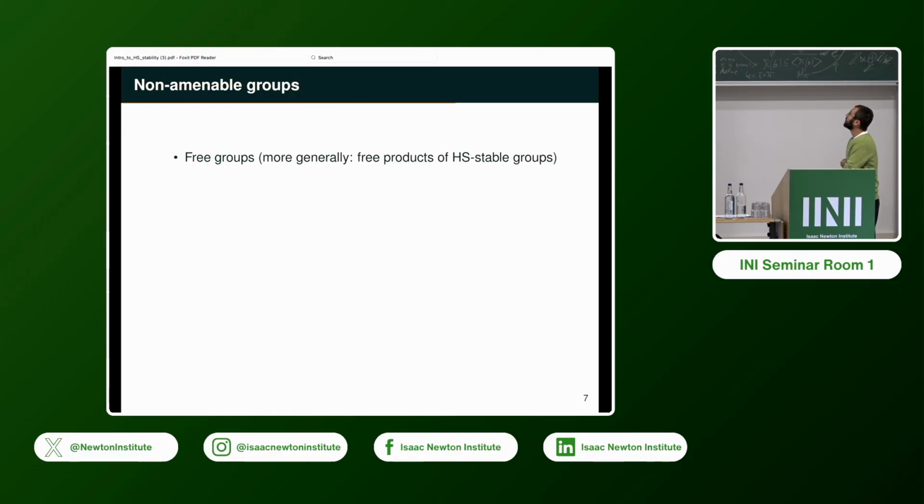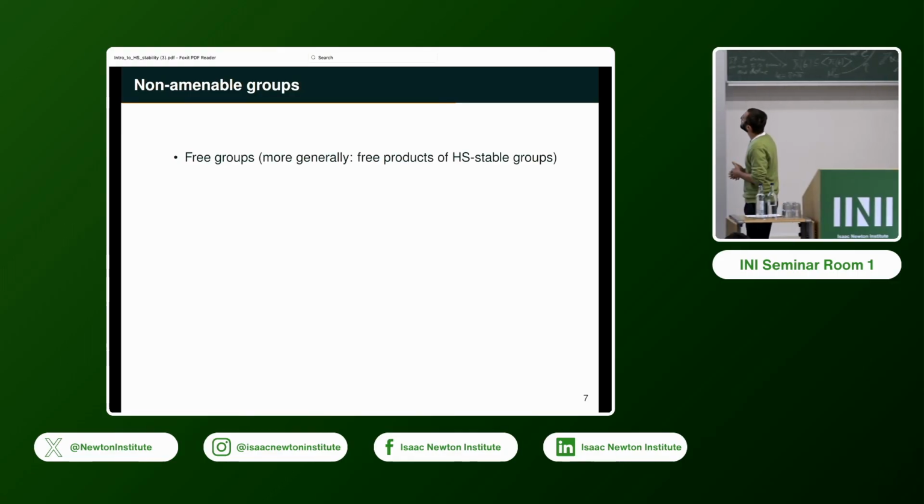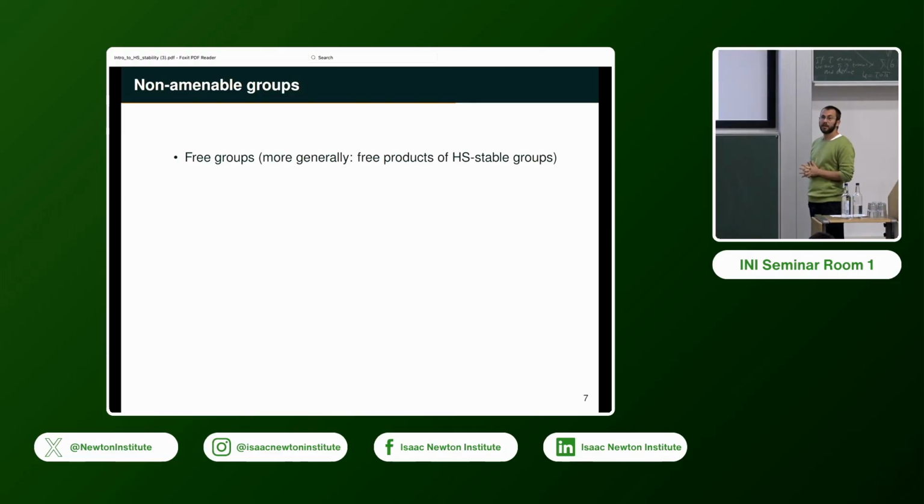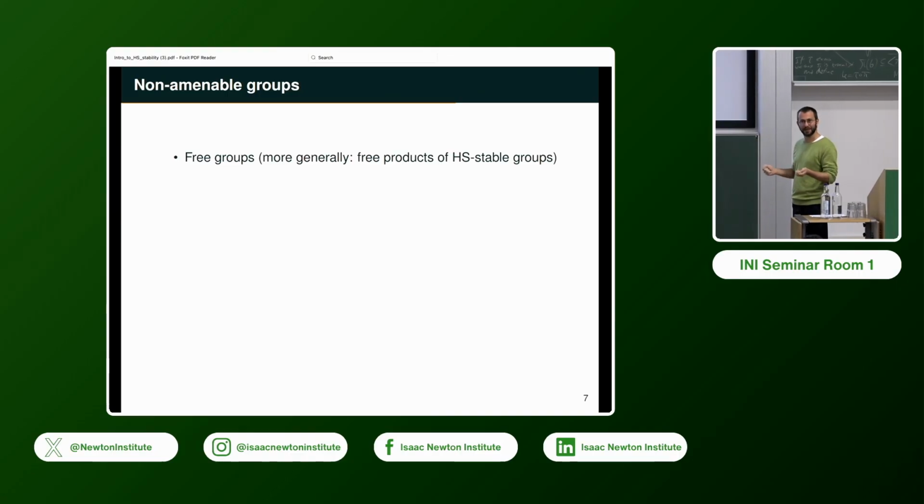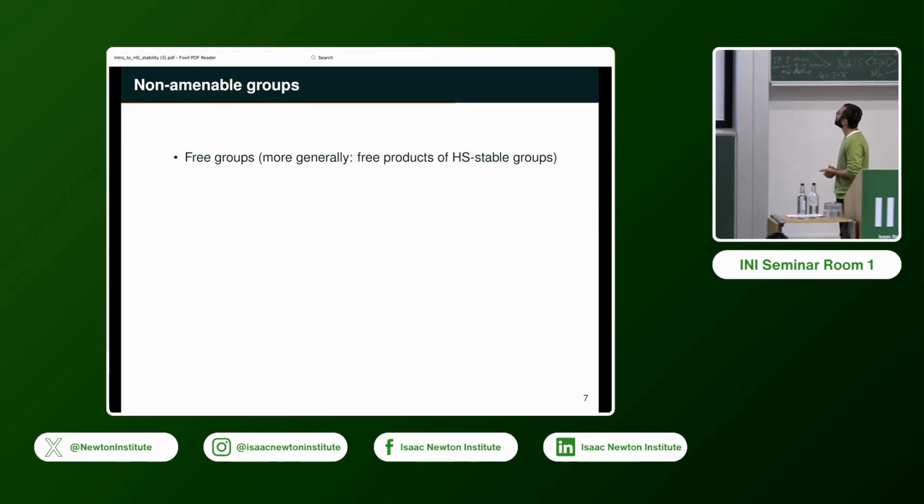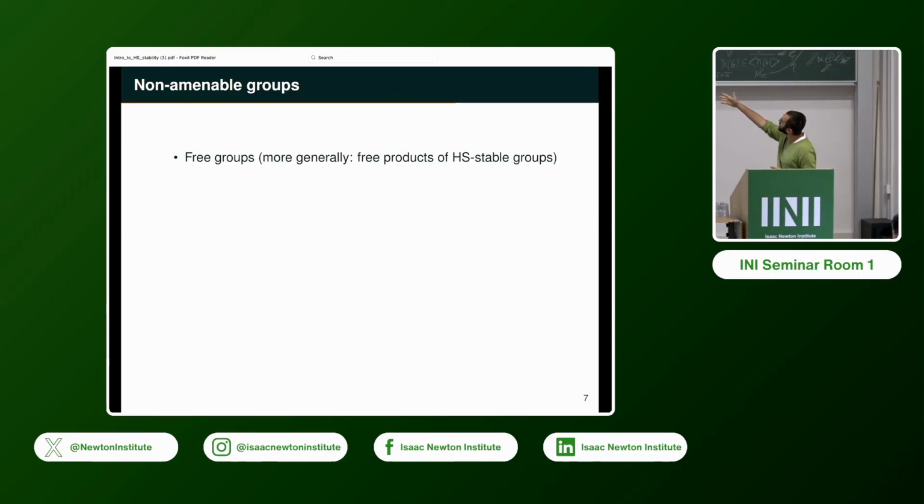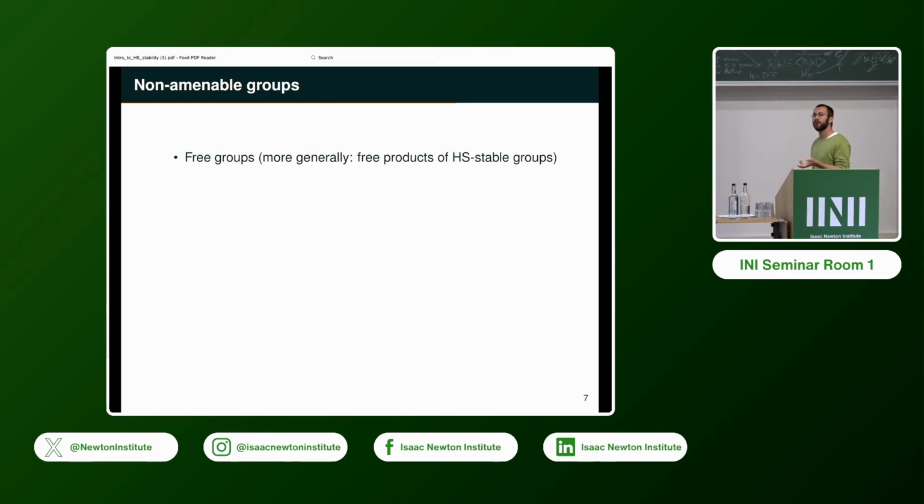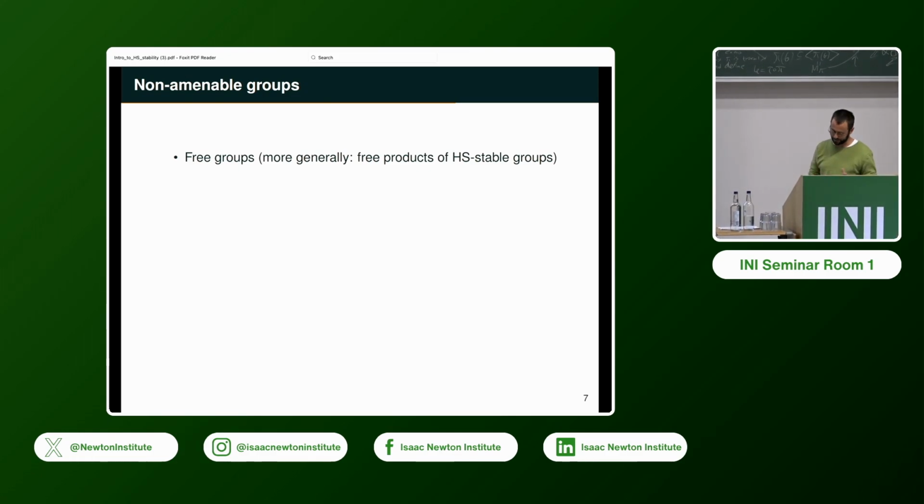Now I'll talk about non-amenable groups. So the first example is, of course, free groups. Whatever definition you use for stability, if you use generators and relations, then of course, if you have no relations to satisfy, there's nothing to say. Everything is homomorphic. So of course free groups, and more generally, if you take free products of stable groups, you easily see that this group is stable.